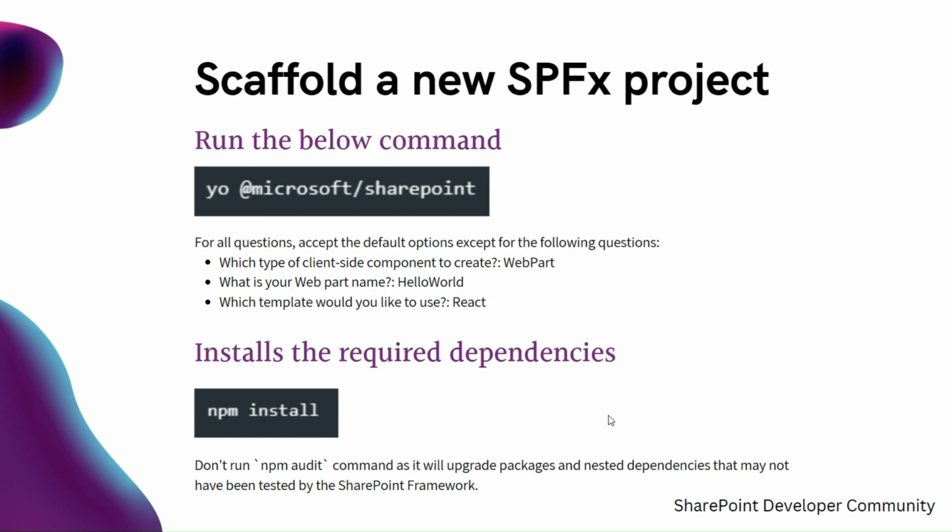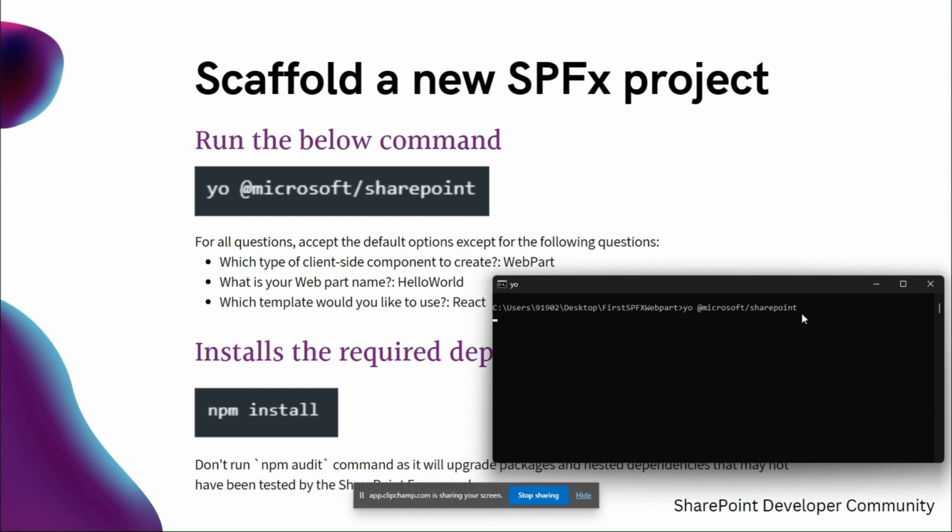First things first, let's open our command line interface. If you already have a specific directory where you want to create your project, navigate to it using the cd command. For instance, cd path to your project. Now, let's run Yeoman and the SharePoint generator. Type the following command and hit enter: yo @microsoft/sharepoint.